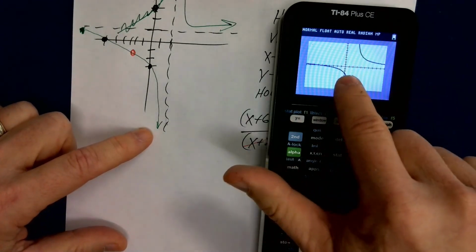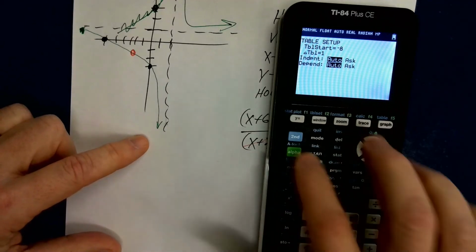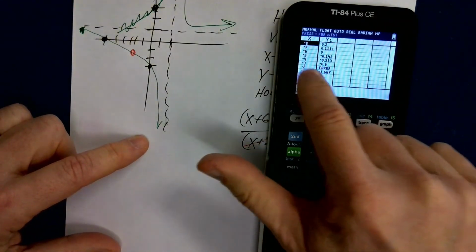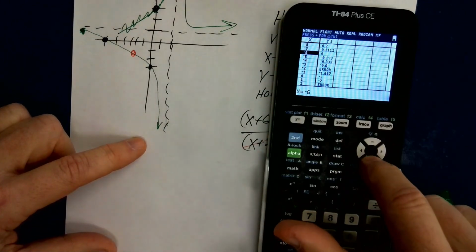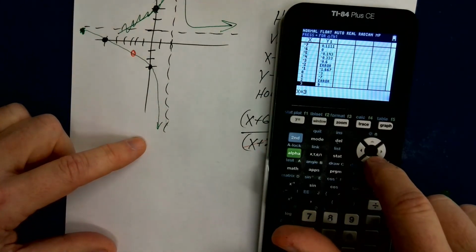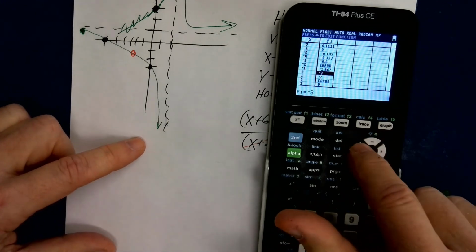I'm going to check a couple things. I'm going to check the y-intercept, negative 3. So table setup, yep, negative 3. Y-intercept, where x is 0, gives me negative 3. There we go. See that?